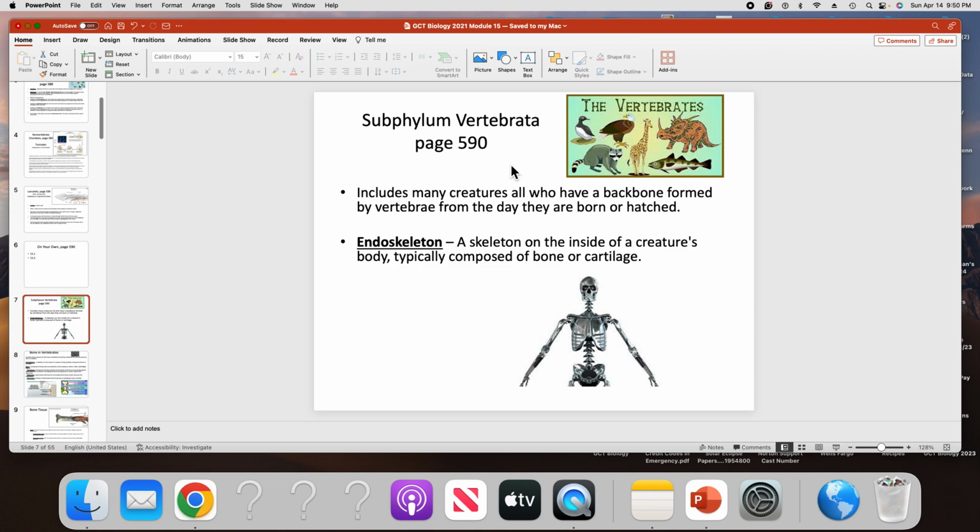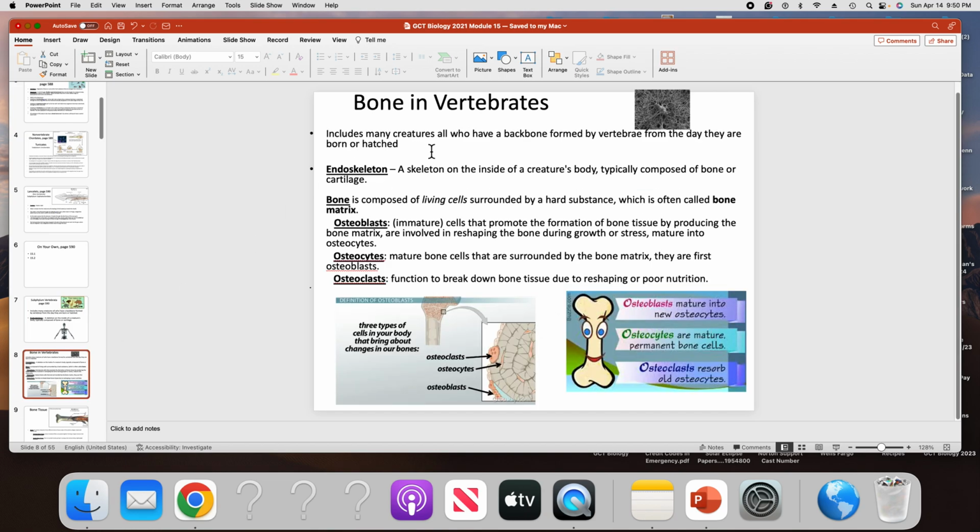Now looking at the subphylum Vertebrata, which includes the vertebrates. It includes many creatures who have a backbone formed by vertebrae from the day they are born or hatched. In our previous module, we looked at the crayfish with an exoskeleton, but in this module, with the vertebrates, we're looking at an endoskeleton, a skeleton on the inside of the creature's body that is typically composed of either bone or cartilage. So let's look at some details about bones.